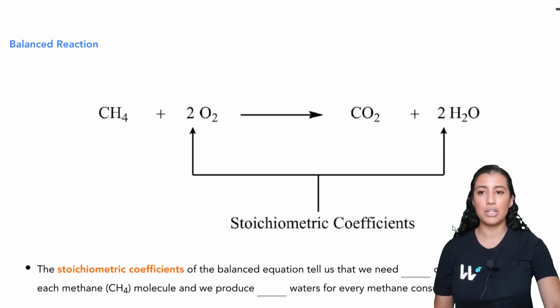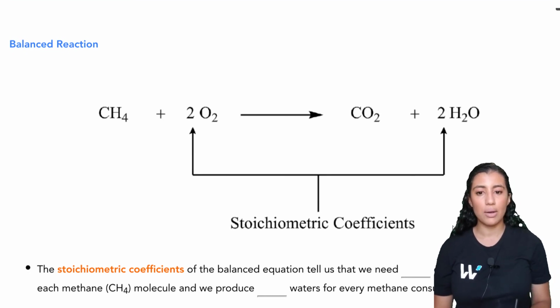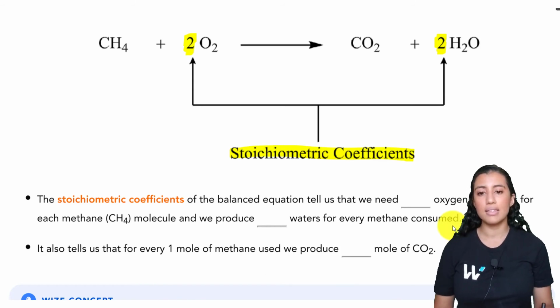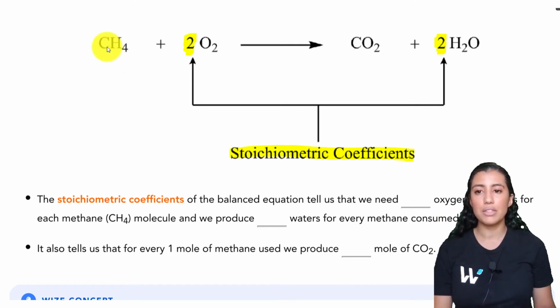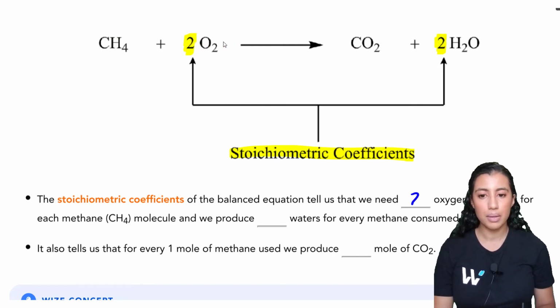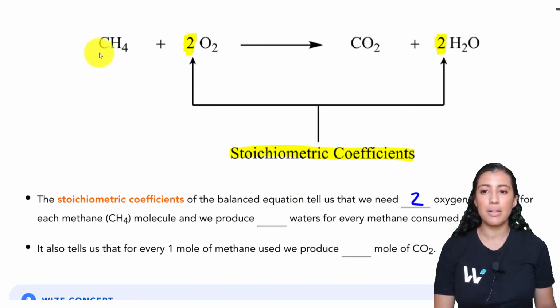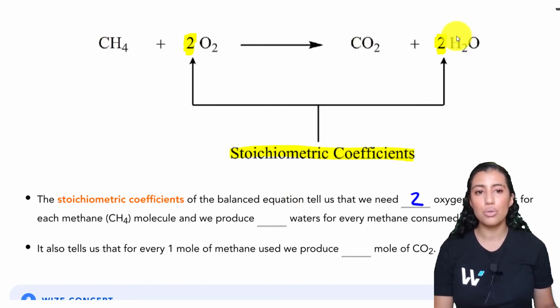Okay, so this is the equation we already balanced. One thing I'm pointing out here are stoichiometric coefficients. That's just a term referring to these numbers we see in the front of each molecule. So here, for example, it's telling us that in this equation we need how many oxygen molecules for each methane molecule. For each methane molecule, methane's on the left, we're going to need 2 molecules of oxygen. And for each methane molecule, we would produce how many water molecules. So for each methane that's consumed, we're going to produce 2 water molecules.